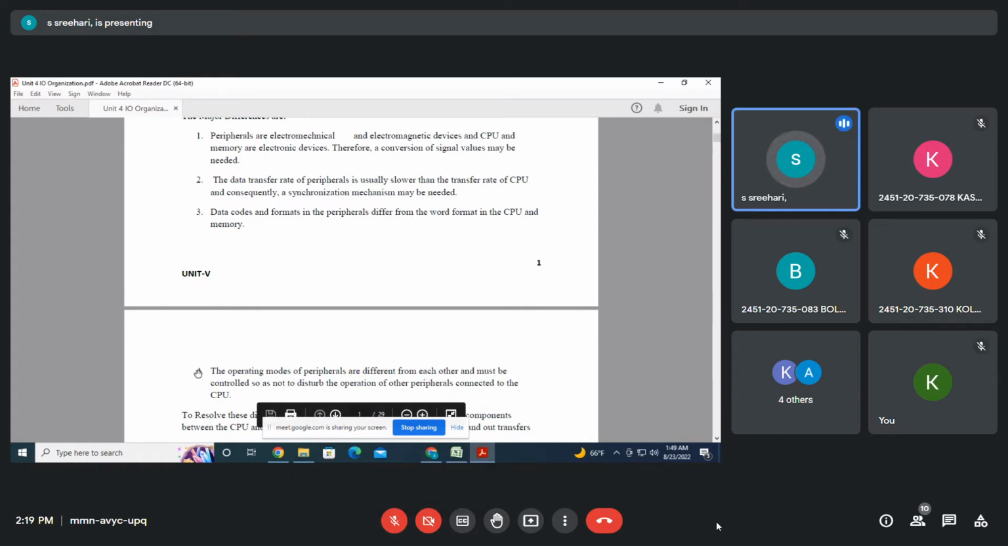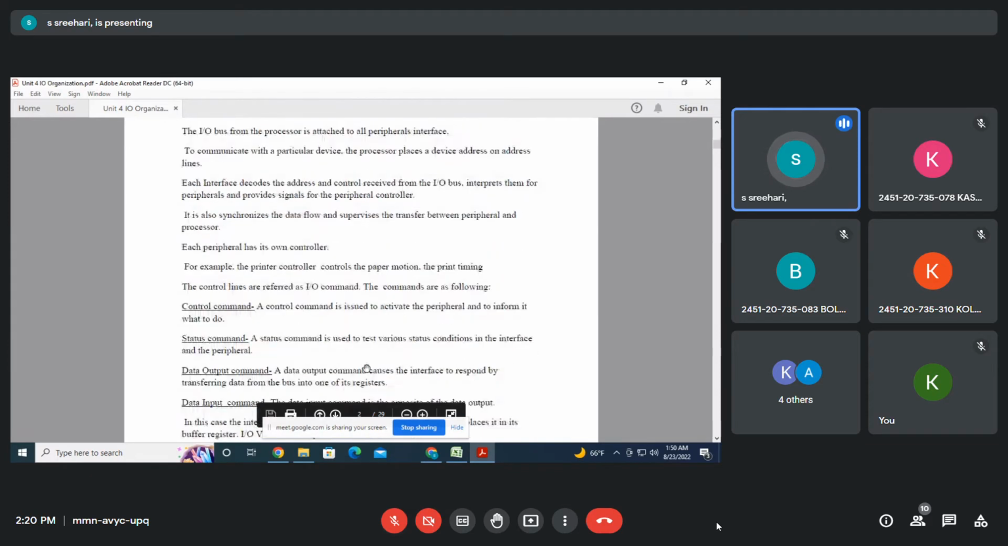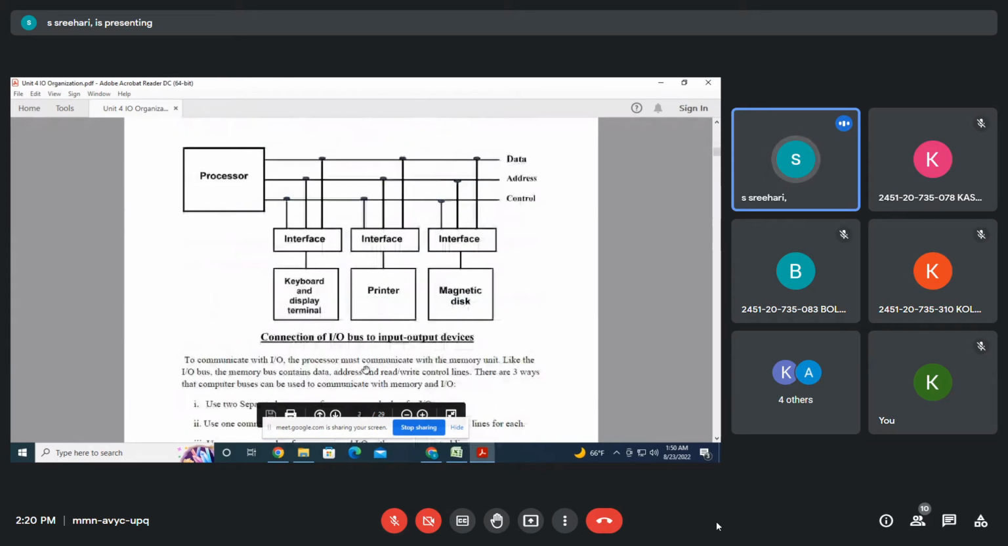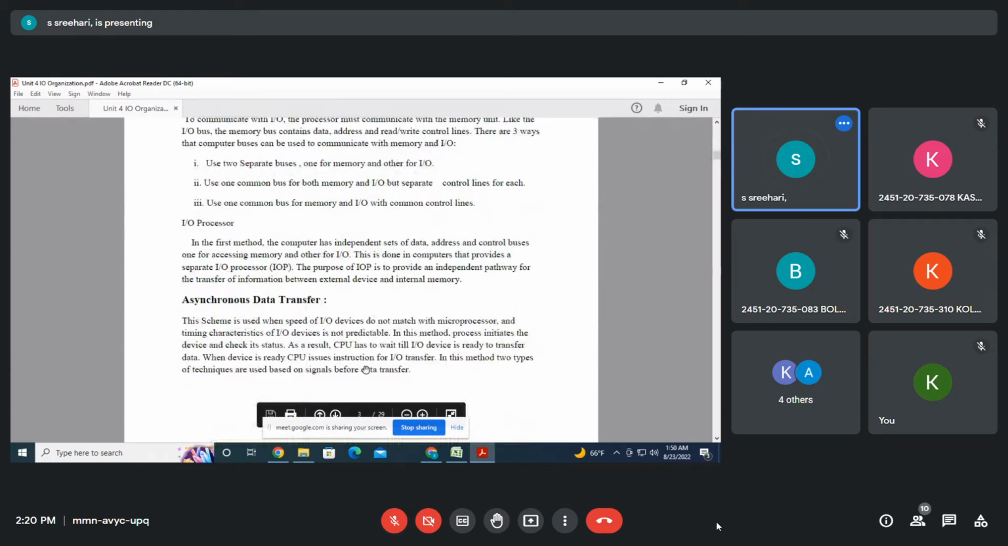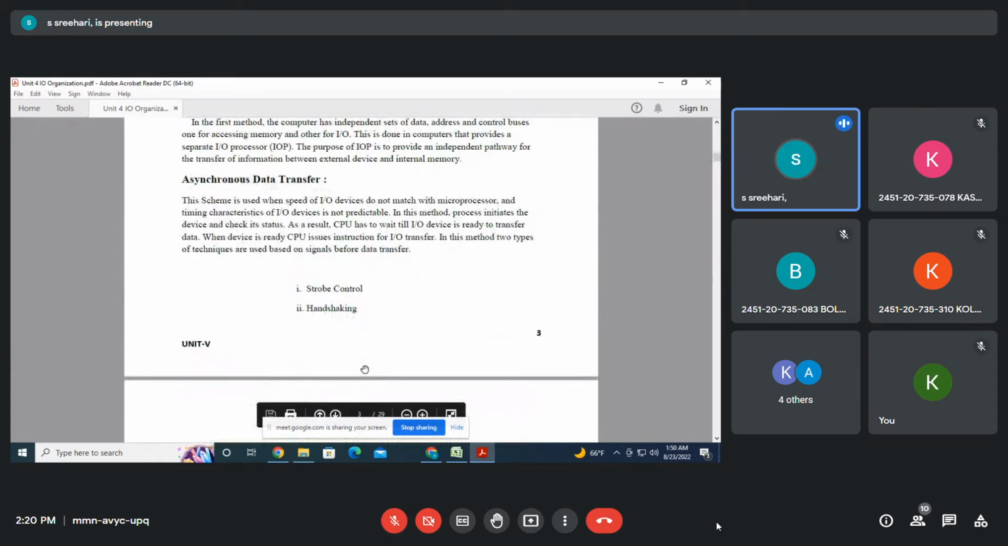Just go through these four points: conversion of signal, synchronization mechanism, different data formats, and not disturbing other devices. Then we have this part, which is not required, I'm just telling it from the exam point of view only.